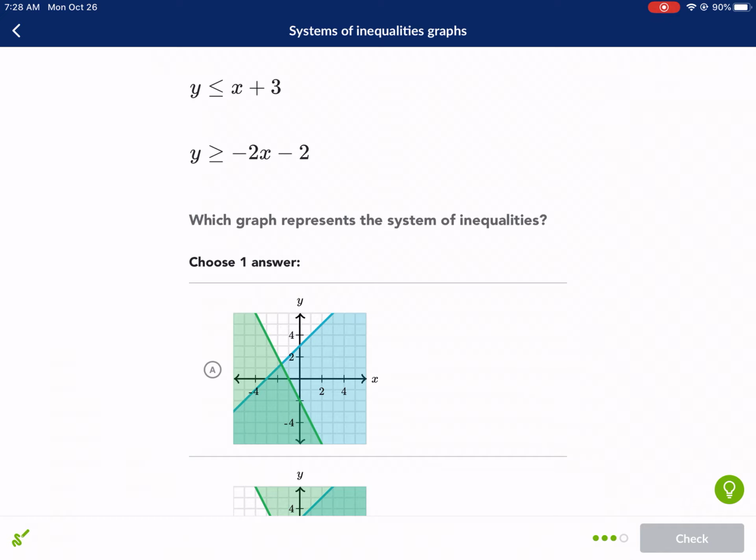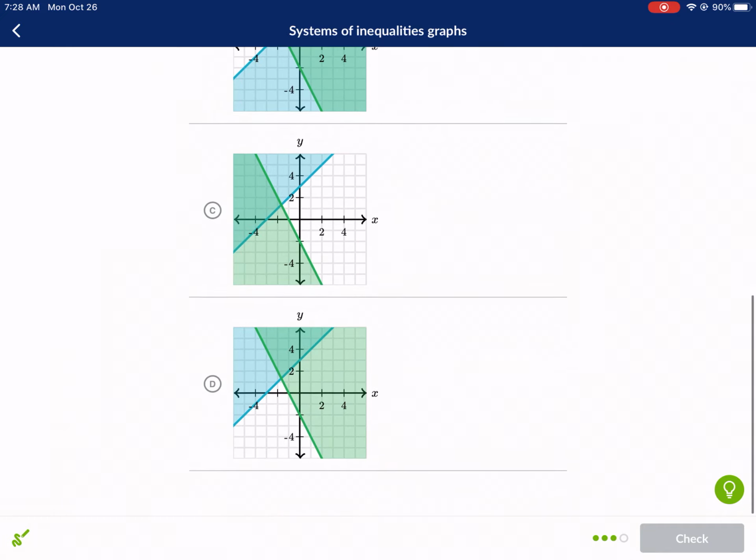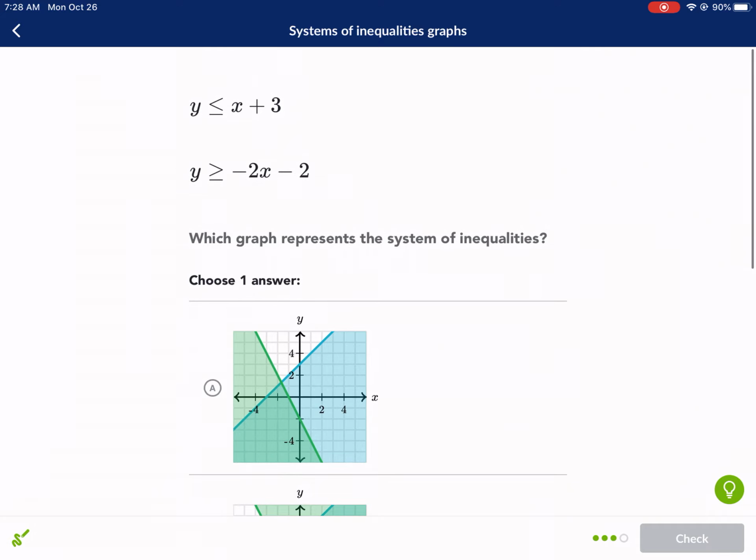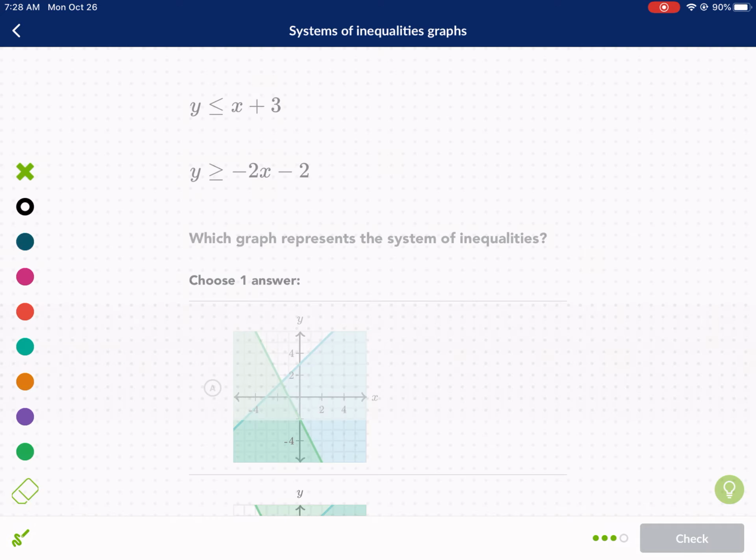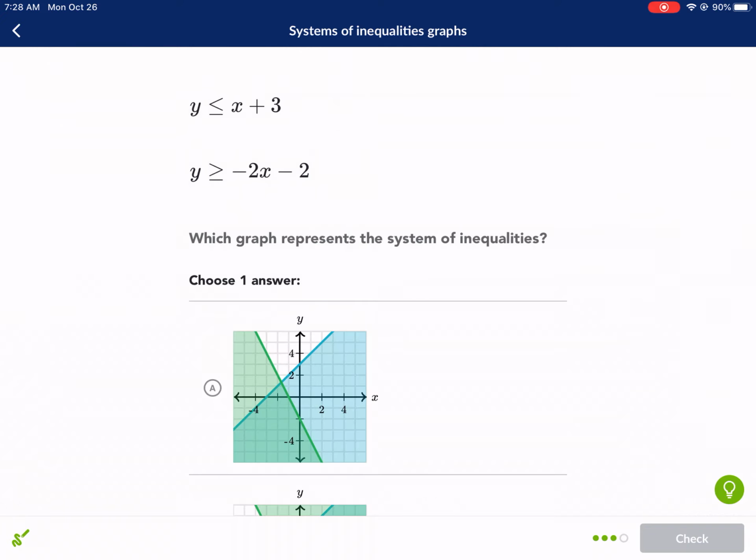Okay, so both are solid. So see if we can, nope, all of them are solid here. Can't eliminate any right off the bat. And then this one's going to be shaded below the line because its y is less than or equal to. This one we're going to shade above because it's greater than or equal to. So we're going to look for the intercept of -2 and graph above there. And then we're going to look for the intercept of -3 and shade below there.